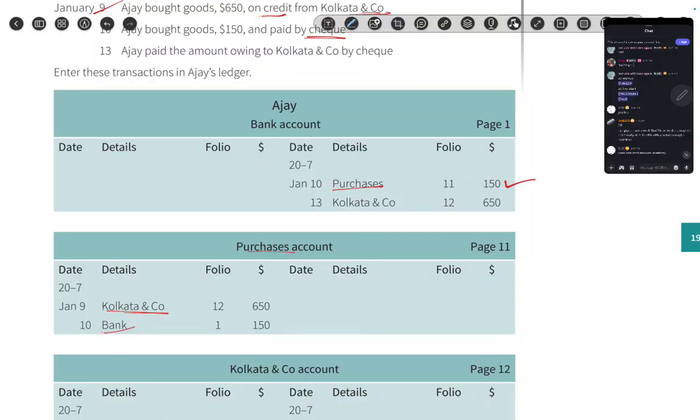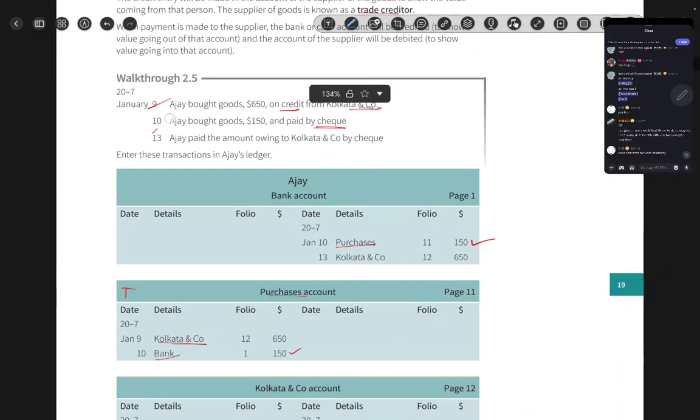Your purchases increase instead, right? So when your purchases are increasing, you're gonna have to debit it. Credit the giver, the bank is giving money to who? The purchases. Debit the receiver. Very simple, very easy. Ajay paid the amount owing to Kolkata and Co.